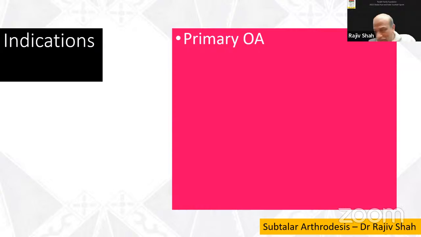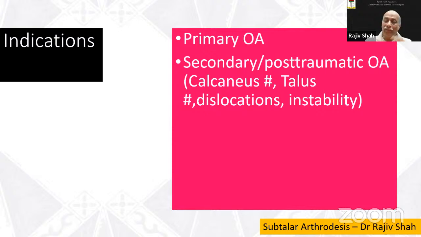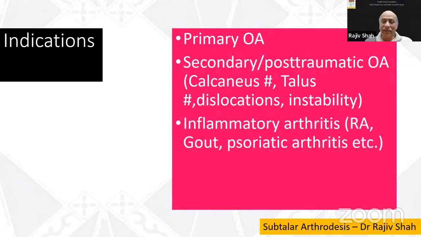Now, indications for subtalar arthrodesis are primary osteoarthritis. Yes, you do have many patients with subtalar synovitis, which ultimately goes into subtalar arthritis. These cases mainly are bilateral in nature. Post-traumatic is one of the very common ones. Calcaneal fracture resulting in subtalar arthritis, talus fractures, dislocations, and instability can all result in subtalar arthritis.